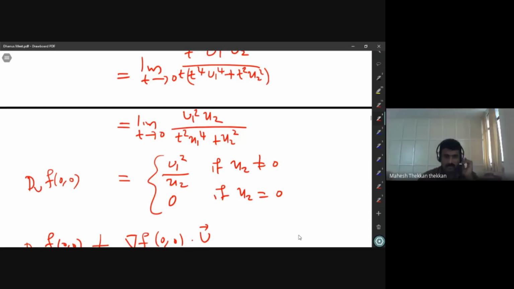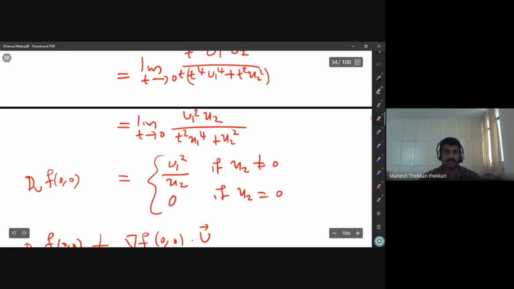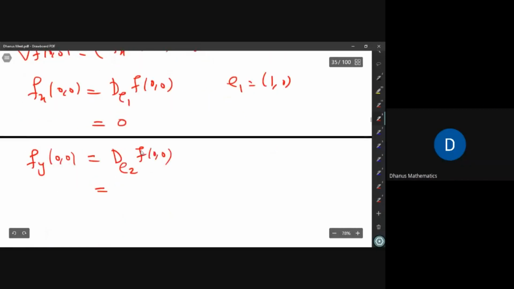Yes, Mahesh. Somebody is asking in the chat box to explain this example once more, and asks how the t cube cancels like that. Okay, just a minute. I will finish this and explain once more.